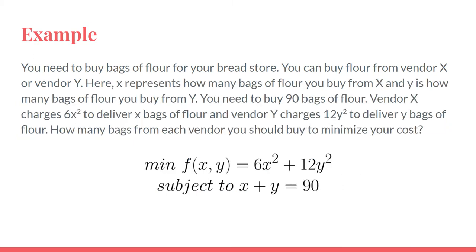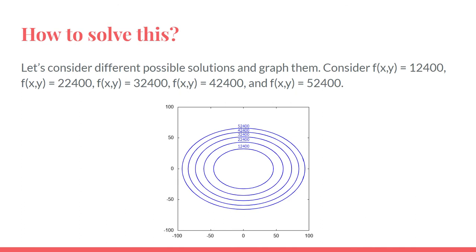Given this, we have that the objective is minimization. Our objective function is the sum of the cost from vendor X and vendor Y, given by f equals 6x squared plus 12y squared. Finally, our constraint is that the sum of small x and small y should be equal to 90, and this is how many bags of flour we need in total. So, how do we solve this?